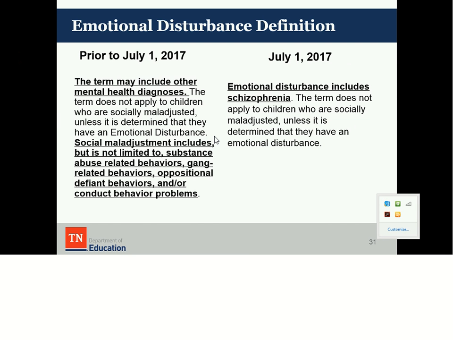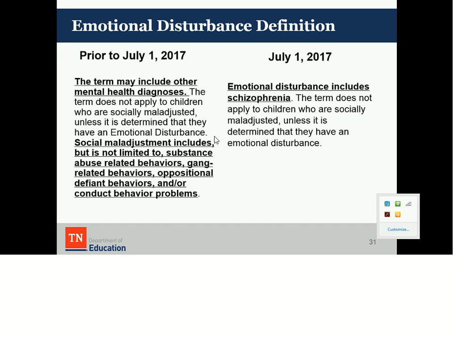The language involving mental health diagnoses that might be included was changed to match IDEA language, so it now states emotional disturbance includes schizophrenia. However, it's important to note that emotional disturbance could include any other mental health diagnoses that would fit these characteristics as well. The language that had been previously added regarding social maladjustment has been removed, as that's not part of IDEA language.